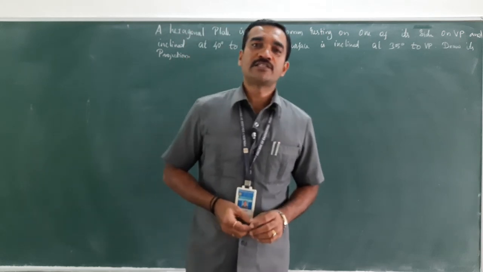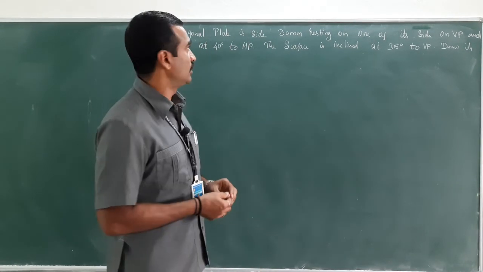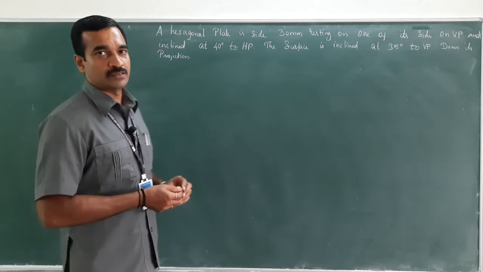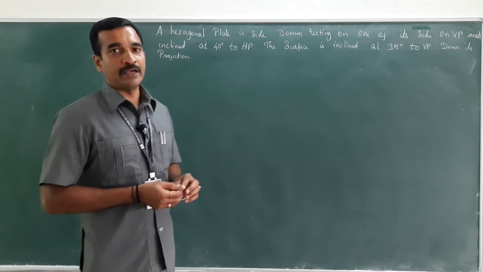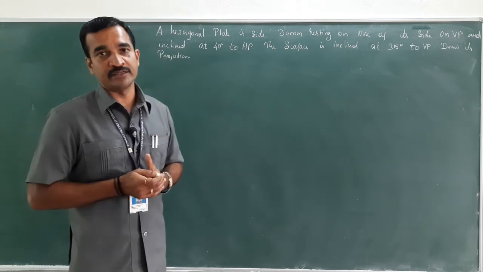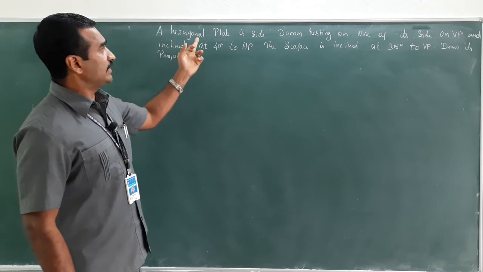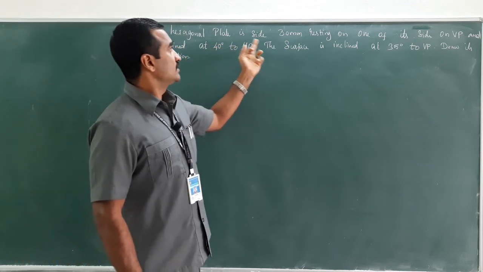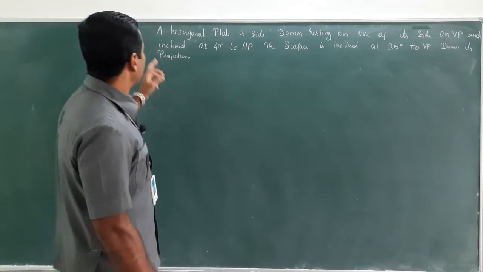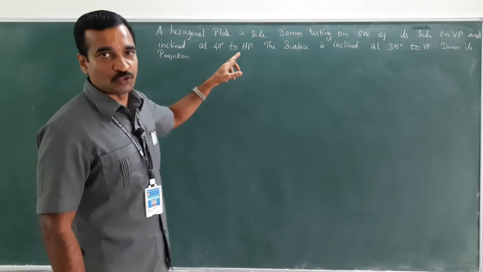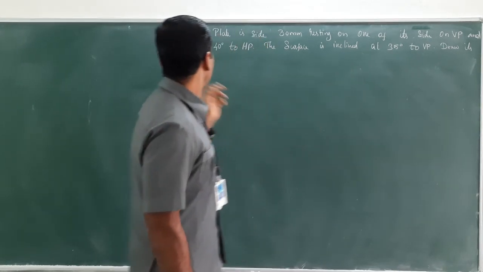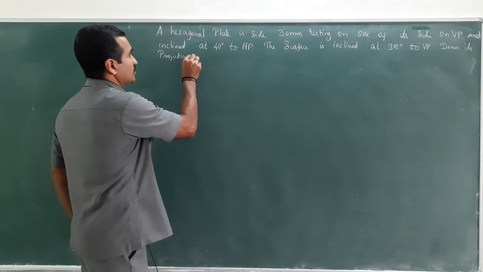Students, for this lecturing video session, I am going to solve a problem from the chapter Projections of Plane Surfaces. Let me just read out the question and extract as much information as is given here. A hexagonal plate of side 30 mm resting on one of its sides on VP and inclined at 40 degree to HP. The surface is inclined at 35 degree to VP. Draw its projections.